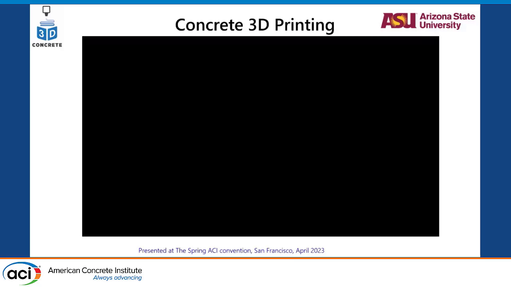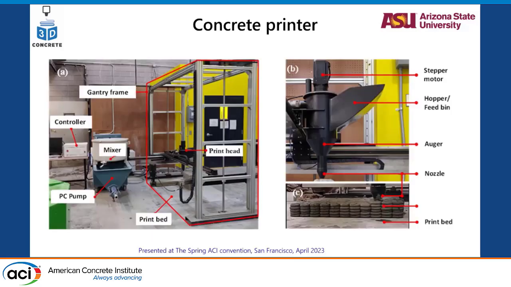And there are a lot of printing procedures and a lot of printer types. The one we have in our facility at ASU right now is a gantry printer that has a capacity of printing a 1 by 1 by 1 element in meters, not in inches. So this is a picture of the gantry printer that we have.